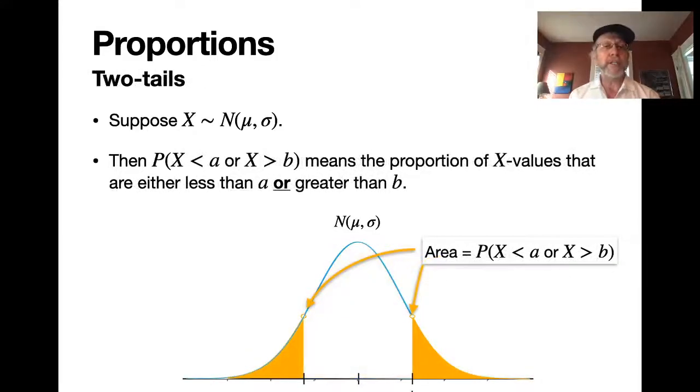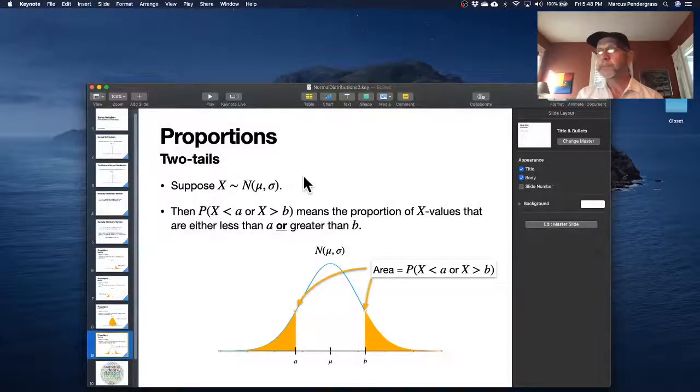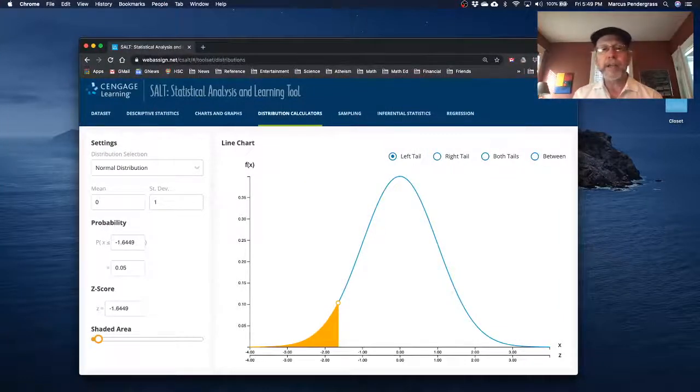Finally, it's pretty common to see a two-tailed kind of calculation in which you're looking for the proportion of values that are either less than a or bigger than b. And so we would represent that with the symbol P(X < a or X > b). And again, you see the graph and the area highlighted there. So those are some fairly common types of proportions to calculate, and our SALT tool works exactly the same way here.